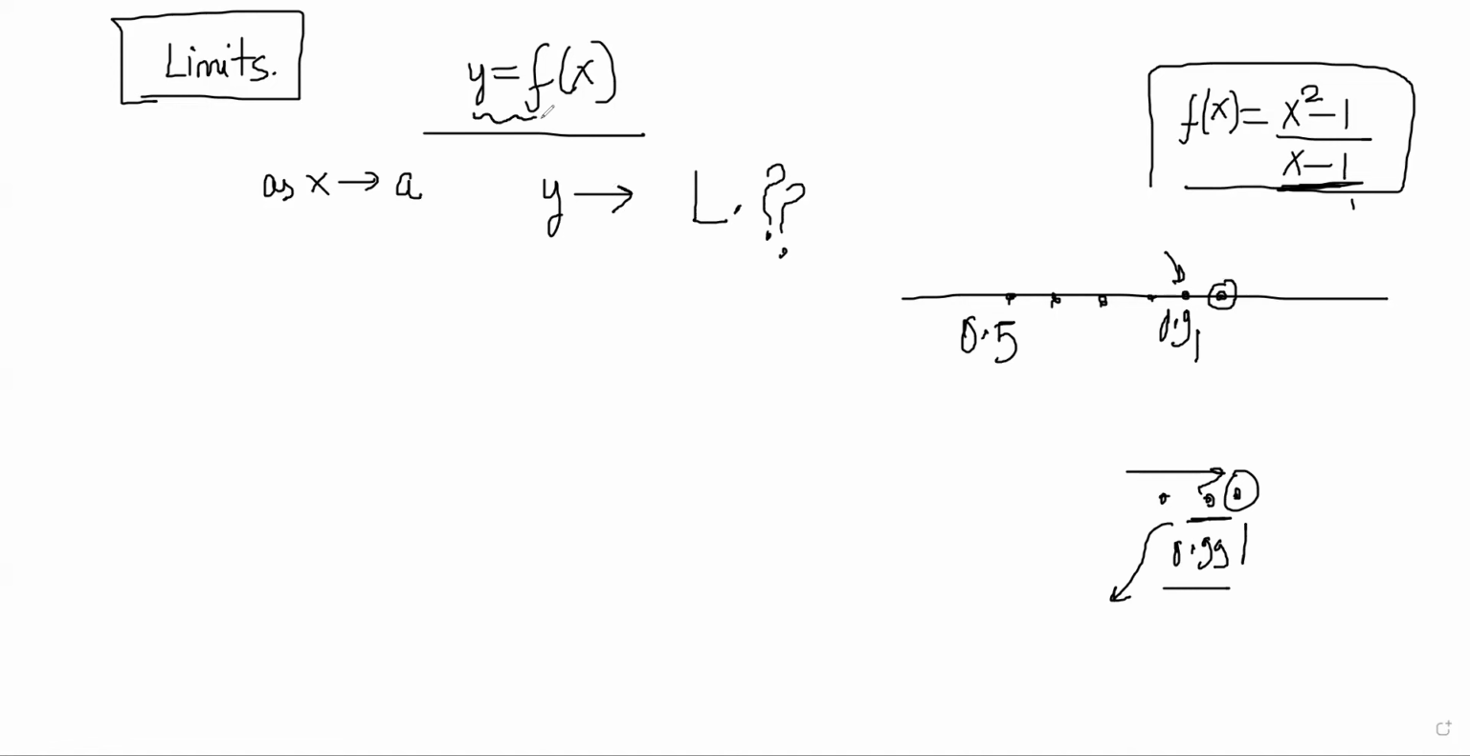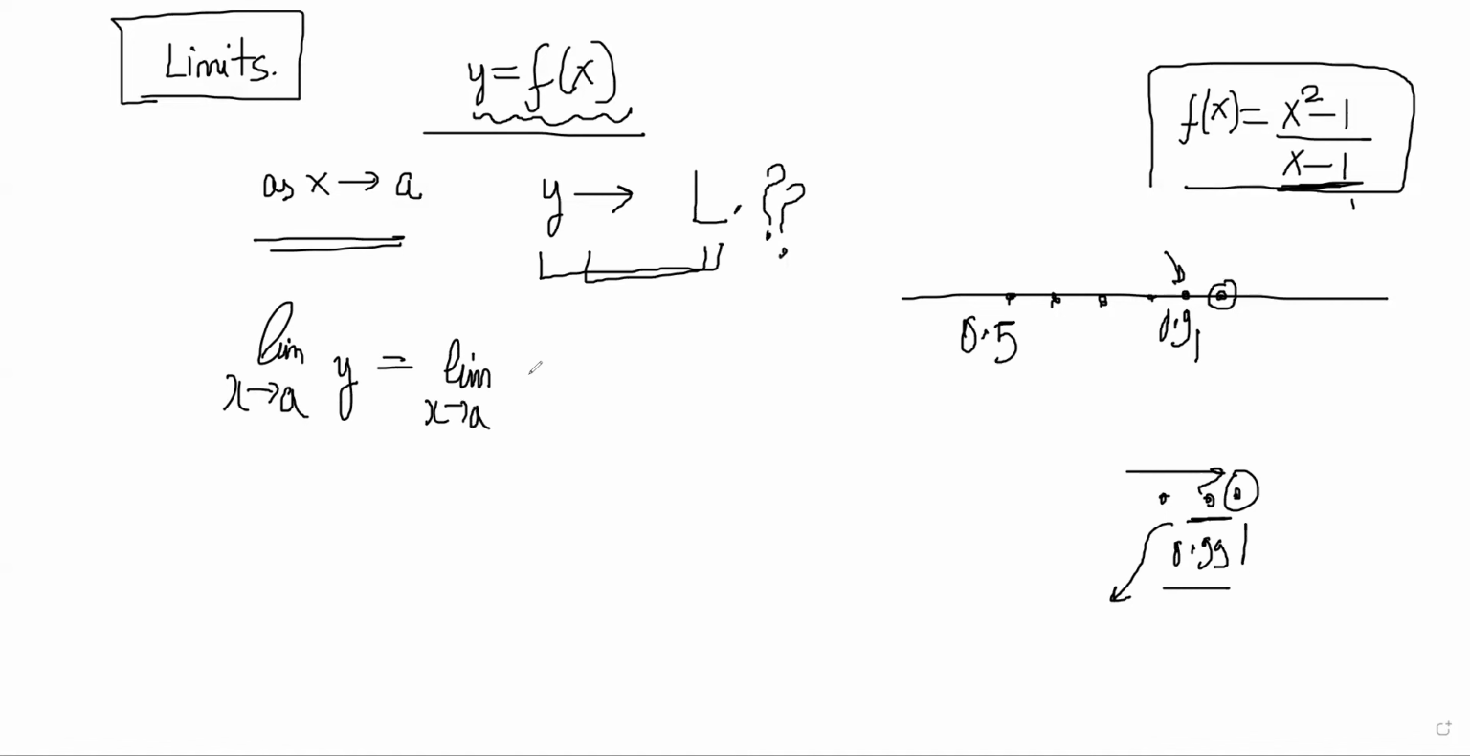Because y was a function of x, right? And as x tends to a, y will tend to some quantity L, right? Now, this is a situation where we will say that the limit of x tends to a of f of x is equal to L. Do you understand what I'm saying?